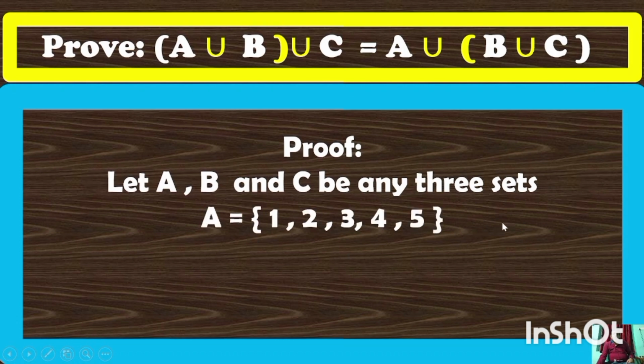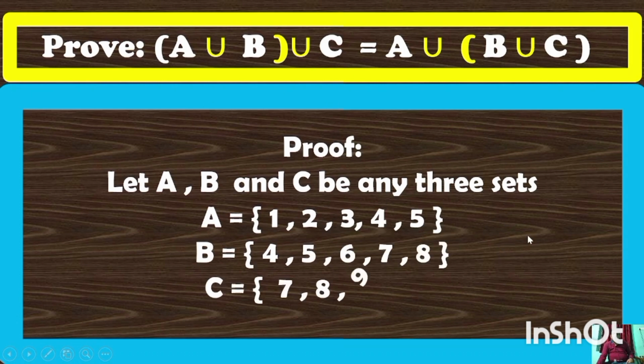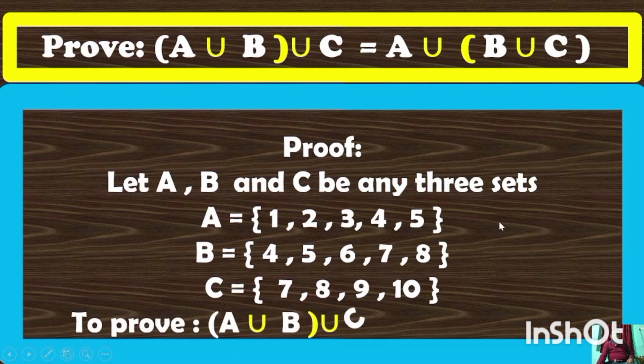Here A is a set, and elements have been taken. Here these are the elements of set B. Here these are the elements of set C. We have to take three non-empty sets, right? We have to prove that (A ∪ B) ∪ C is equal to A ∪ (B ∪ C).